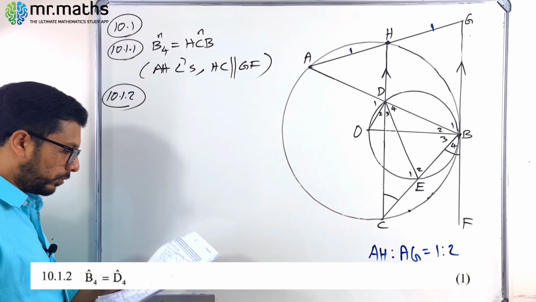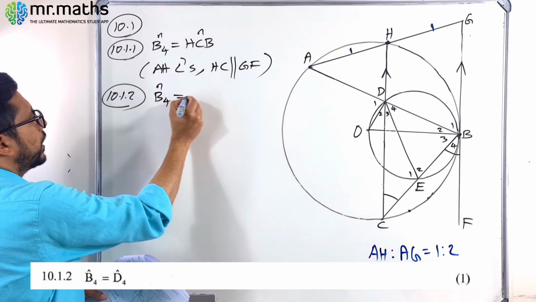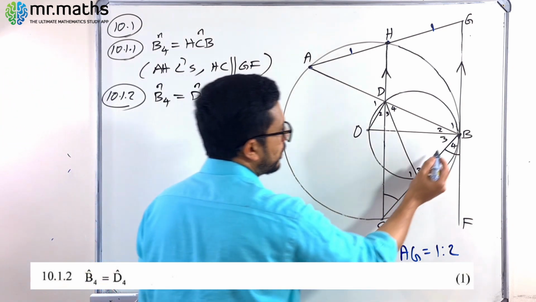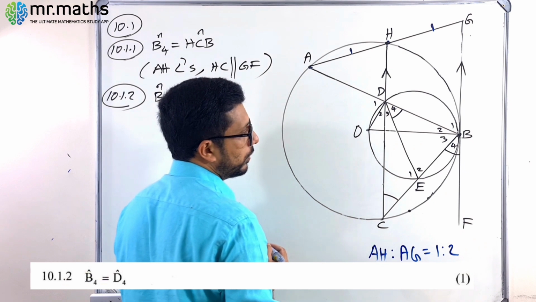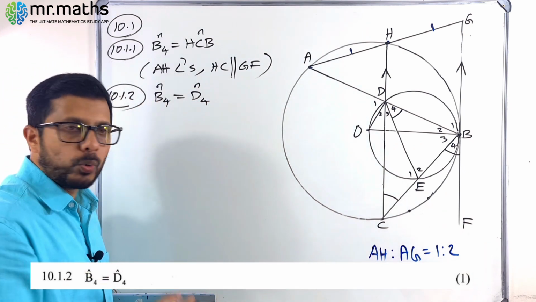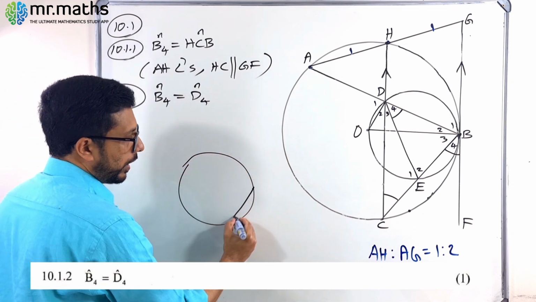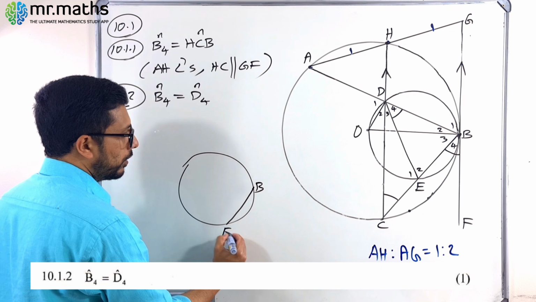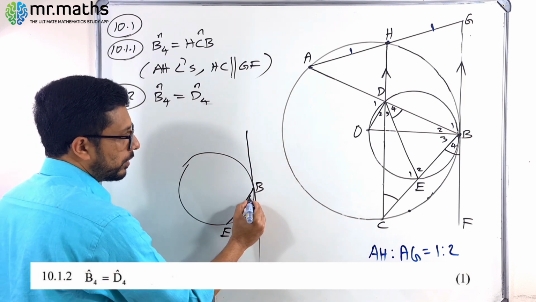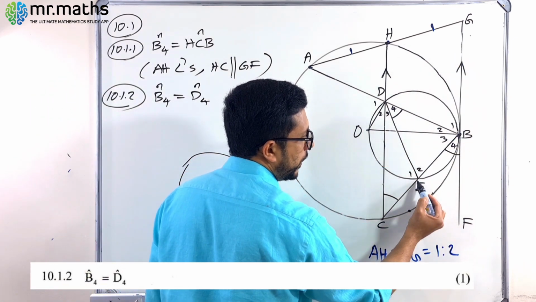What is that question? B4 is equal to D4. Now you have to say the reason why B4 and D4 are equal. This is B4 and this is D4. Those two angles are equal. Yes, of course, because look at the small circle. And this is the line BE, and this is a tangent passing through that point B. This is B4. This is a tangent and this one is BE.